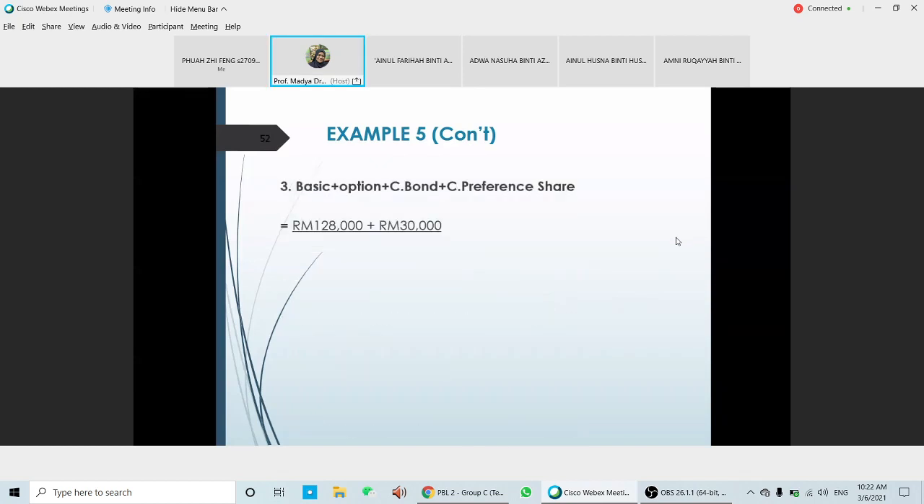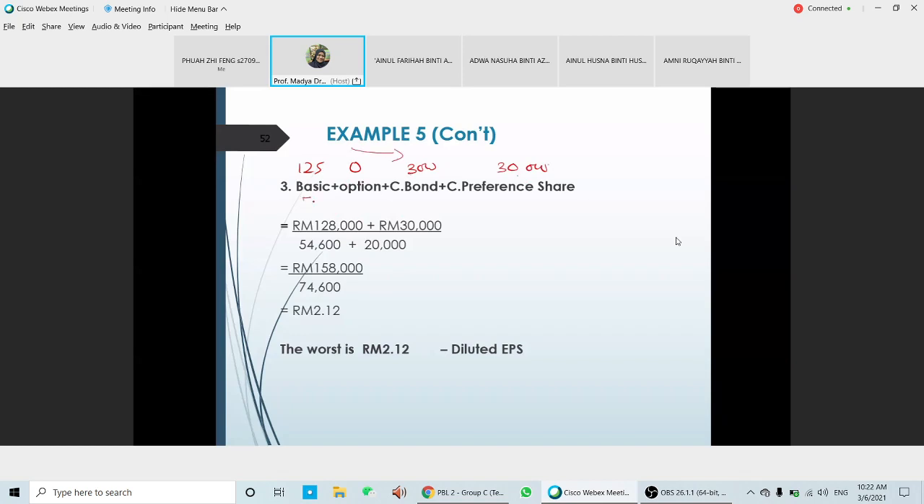Then the last one is the preference shares. For preference shares, we have basic plus options. So basic is 1 to 5 plus options 0. Bonds here is 3. Preference shares is 30,000. Okay, so you're going to have 1 to 8. This one is 1 to 8 plus 30.